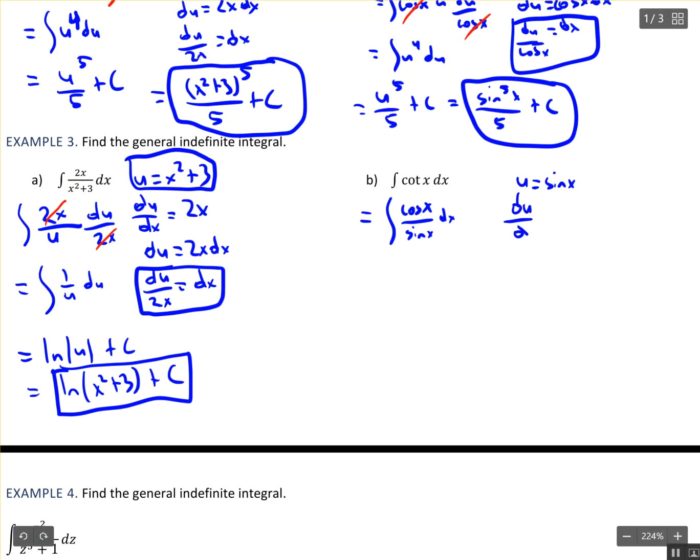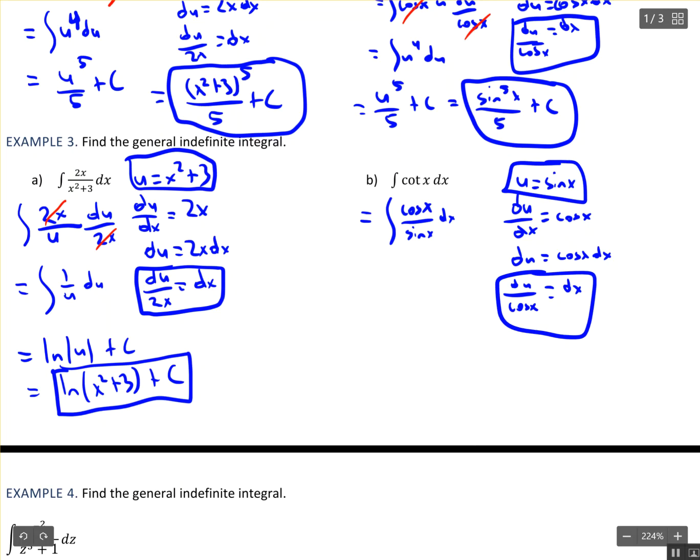So du dx equals cosine of x. du equals cosine of x dx. So divide by cosine of x, I get dx equals du over cosine of x. So I'm going to have cosine of x, doesn't change that, over sine of x is u, so I'm using that top one here, times dx is du over cosine of x. The cosine of x's cancel, so I get 1 over u.